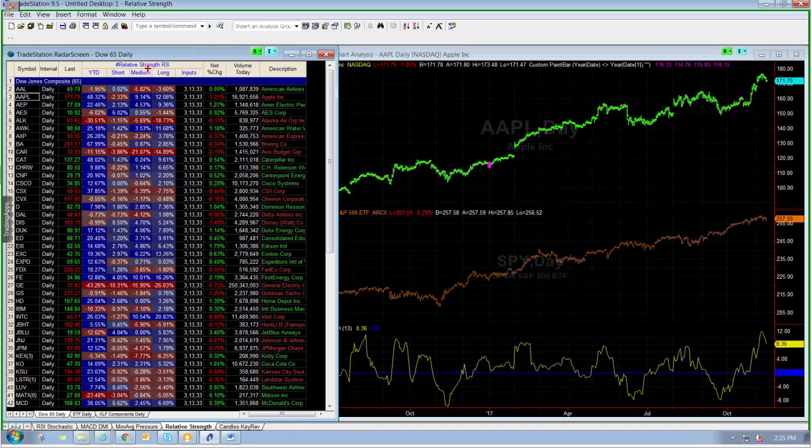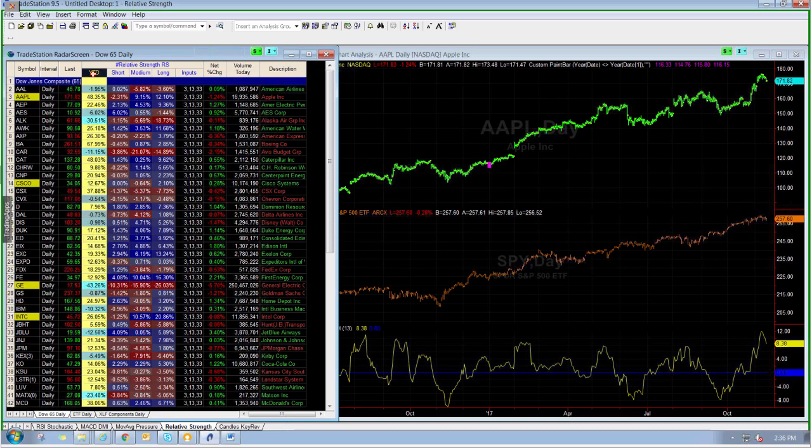This is a custom indicator called relative strength in RadarScreen. And it has 4 different calculations. It has year to date. It has a short-term, medium-term, and long-term. In this case, I'm looking at a 3-day relative strength, a 13-day relative strength, and a 33-day relative strength based on the daily bar here.